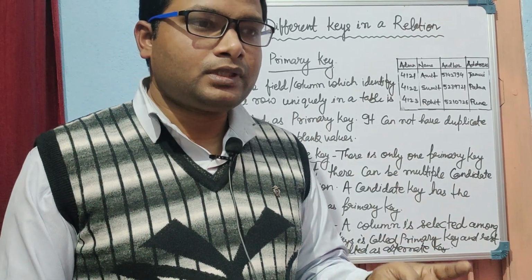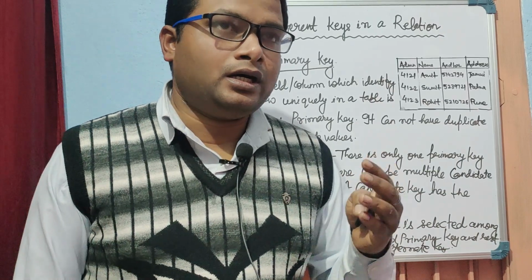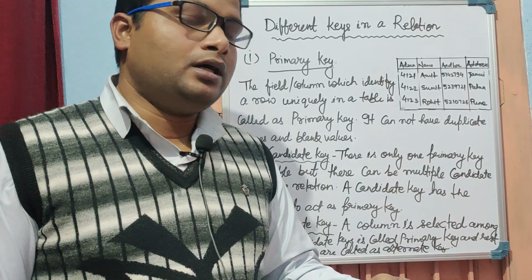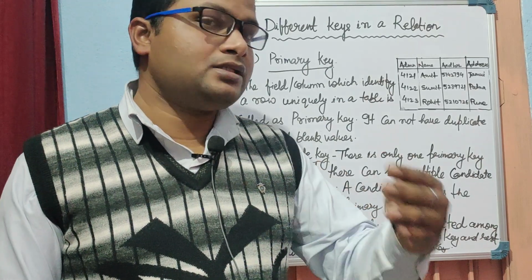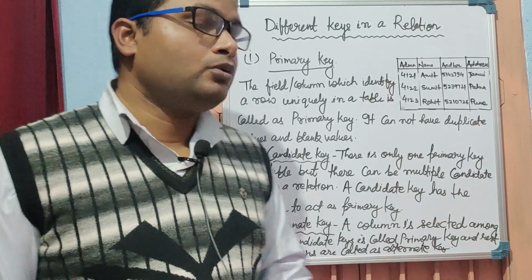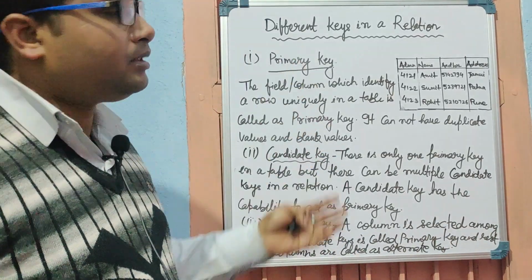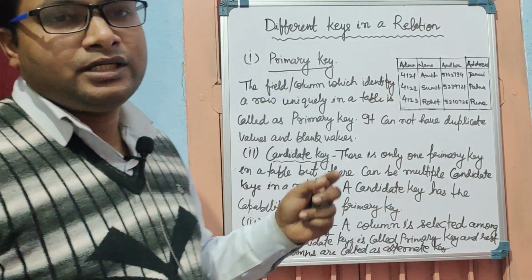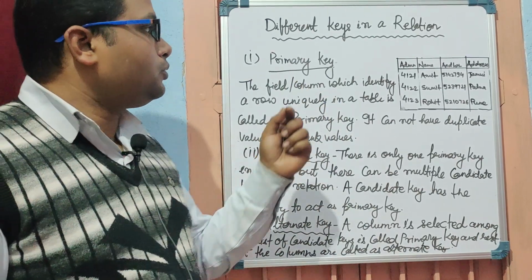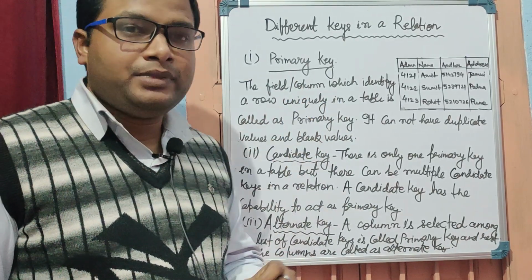Okay, for example, a traffic police constrains the vehicles from moving when there is a red light. Okay, so in the same way there are some constraints, there are some keys in a relation. The first one is primary key. So what is a primary key?